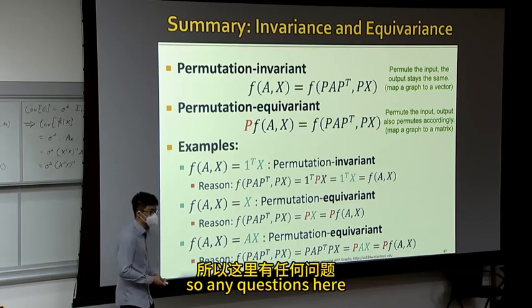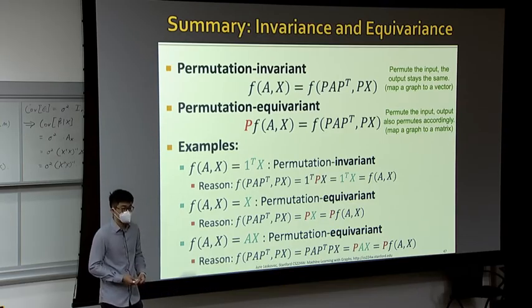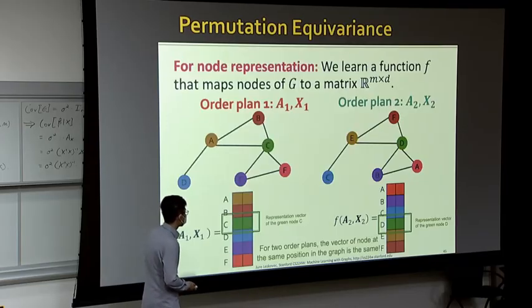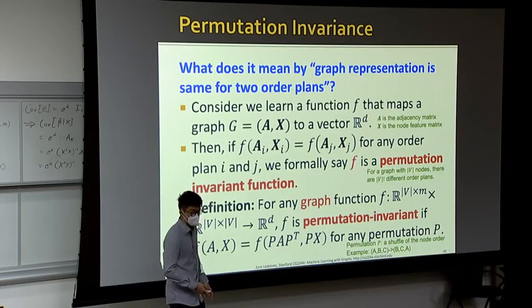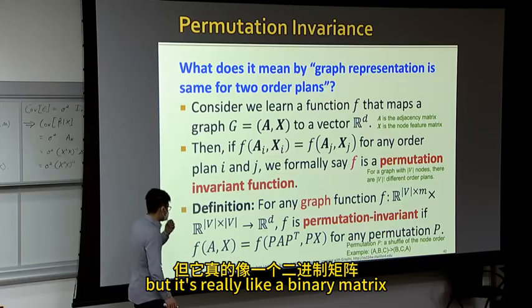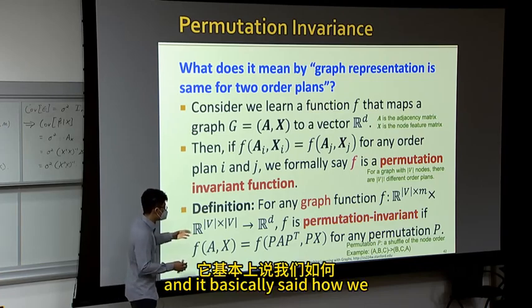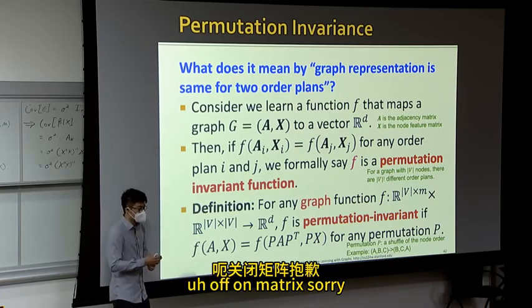So any questions here? I know the concept is a bit dense. What is P exactly? Yeah, it's a permutation matrix, but what does it look like? We didn't have a visualization here, but it's really a binary matrix. It has 0s and 1s, and it basically says how we shuffle the different columns of a matrix.